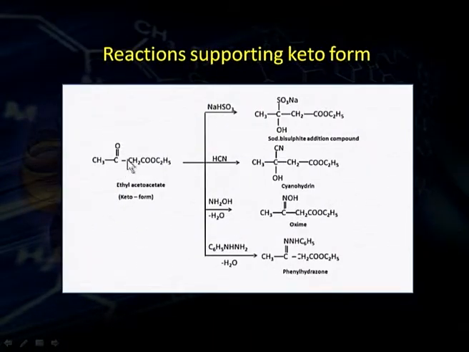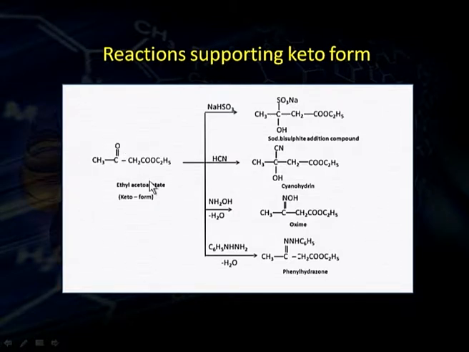Reactions support that ethyl acetoacetate contains a keto group. When it was treated with sodium bisulfite it formed a sodium bisulfite addition compound, upon treatment with HCN it formed cyanohydrin, with hydroxylamine it formed oxime, and upon treatment with phenylhydrazine it formed phenylhydrazone. All these reactions show that ethyl acetoacetate contains a carbonyl group.